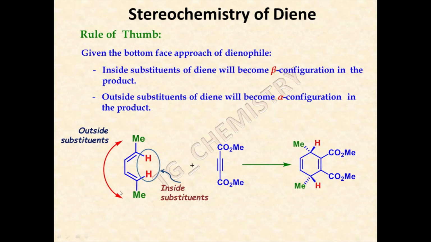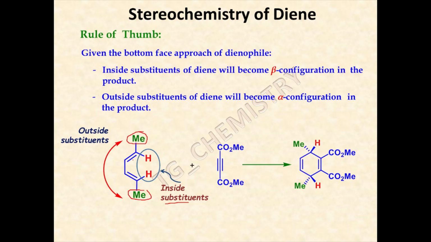Then comes the stereochemistry of the diene system. This is a very significant slide where you need to understand the rule of thumb: given the bottom phase approach of the dienophile, as you saw in the previous slide, the inside substituents of the diene will eventually become the beta configuration in the product, and the outside substituents of the diene will become the alpha configuration. Here is a representative diene system where these methyl groups are the outside substituents, and these two hydrogen atoms are the inside substituents.